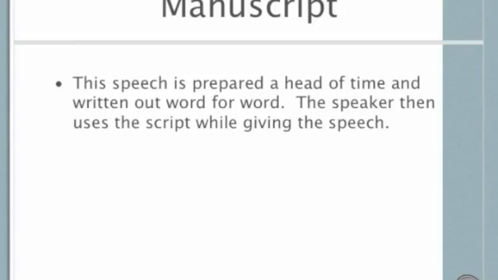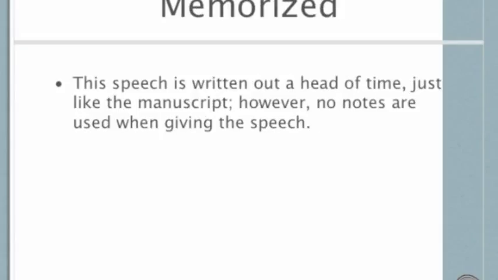This is a speech prepared ahead of time and written out word for word. The speaker uses a script while giving the speech. Now, one of the difficulties with this speech is using eye contact and nonverbal, because people tend to get locked into their script. Next kind, though, avoids this problem, but brings up some new issues.